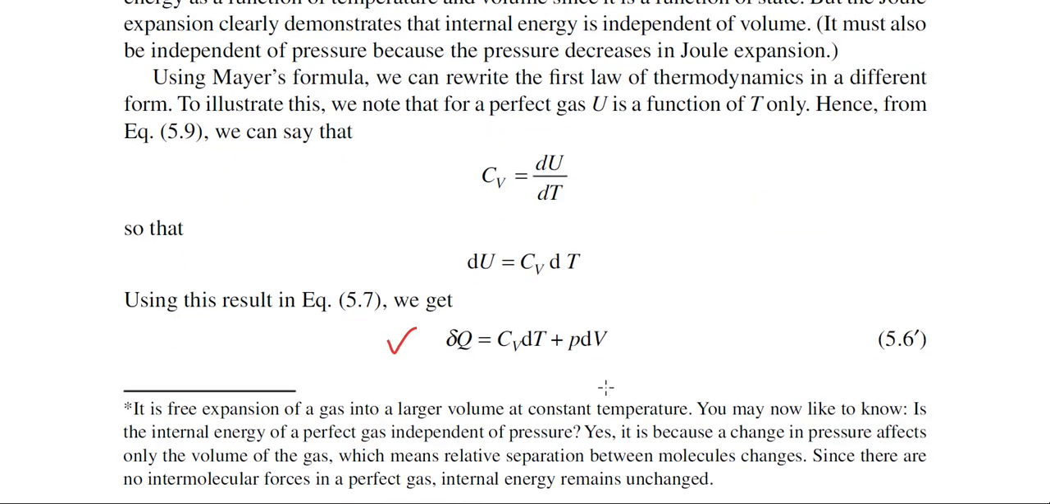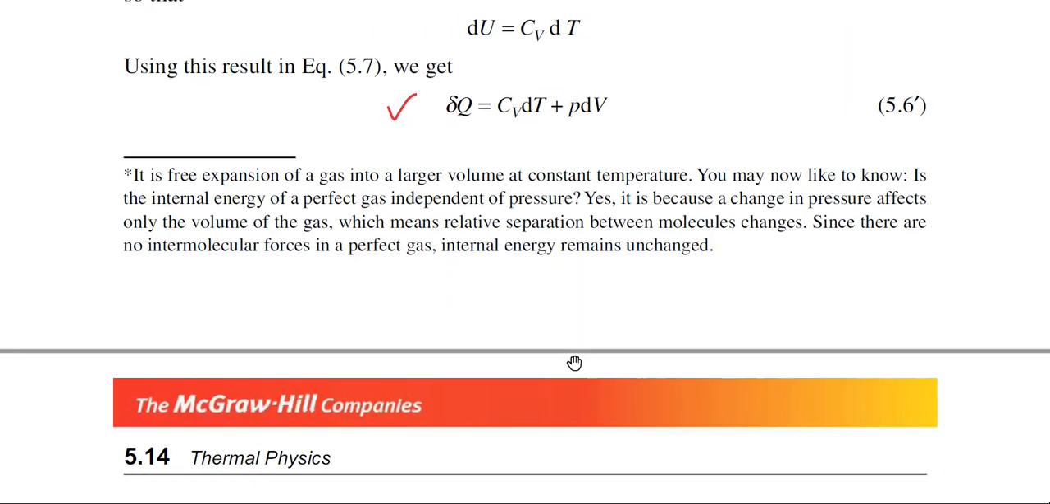And if you use this result, that is Cv is equal to dU by dT or dU is equal to Cv dT, then the first law will become delta Q is equal to Cv dT plus P dV. So, instead of dU, in the first law there is delta Q is equal to dU plus dW. For dW we are using P dV, and for dU we are using Cv dT. So, this is the modified form of the first law, delta Q is equal to Cv dT plus P dV. This modified form of the first law, we will use in later chapters.